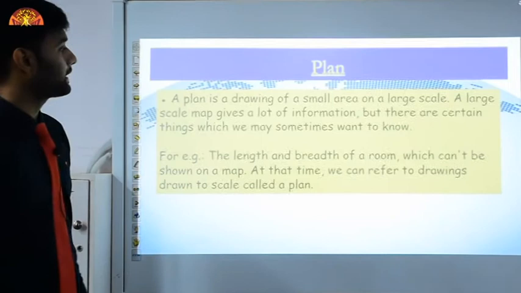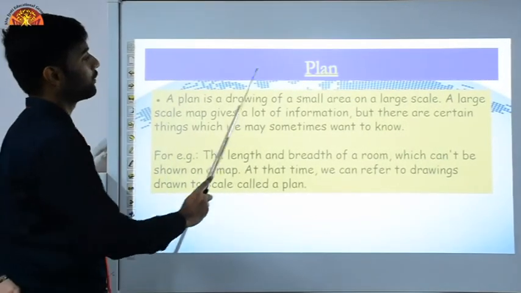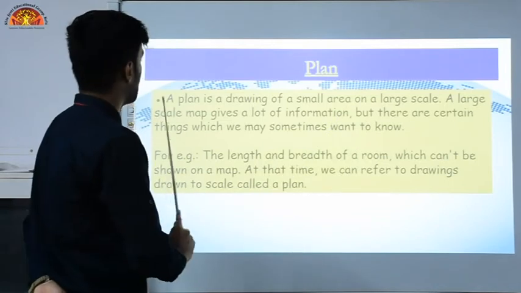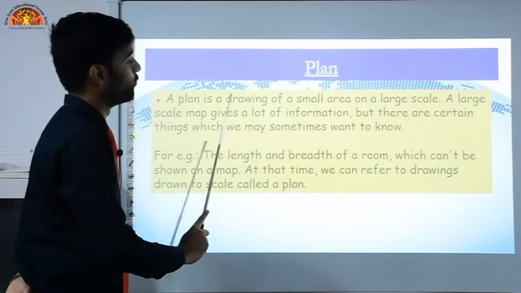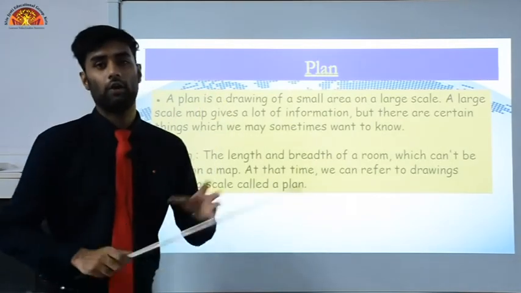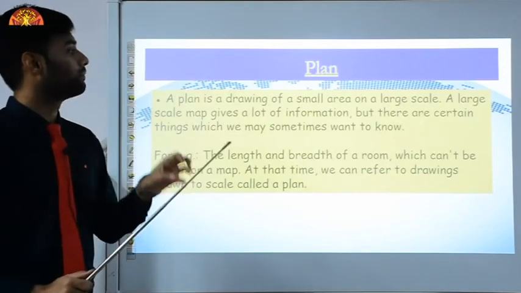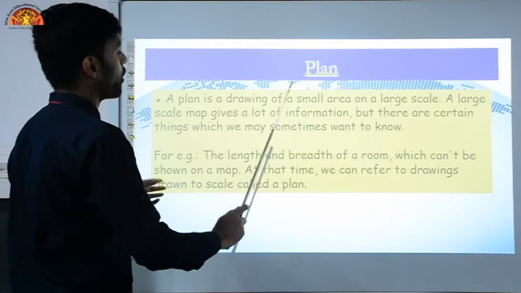Now, our next topic is plan. What is a plan? A plan is a drawing of a small area on a large scale. A large scale map gives a lot of information, but there are certain things which we may sometimes want to know. Now, a plan is a drawing of a small area on a large scale. When we draw a small area on a large piece of paper, why do we do so? Because it gives a lot of information.